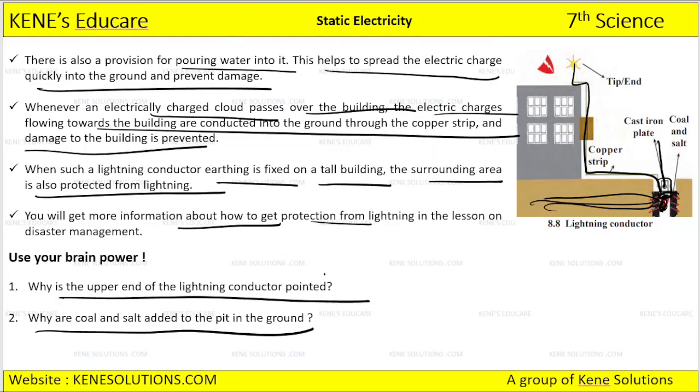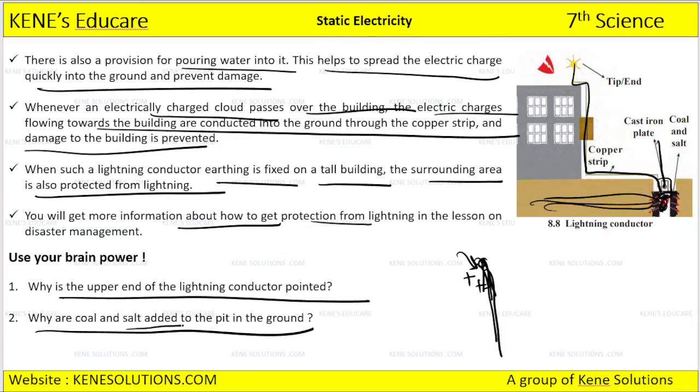बिकॉज अगर वो अपर एंड पॉइंटेड है सो दैट more number of charge will be concentrated at this point and it can flow easily. So upper point pointed इसलिए रहता है so that the charge will get concentrated at the tip of the area and charge will flow directly to the earth.